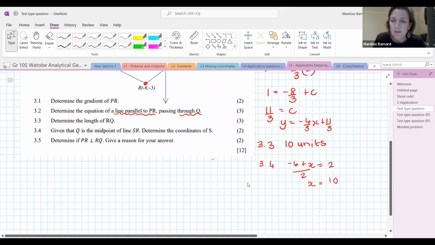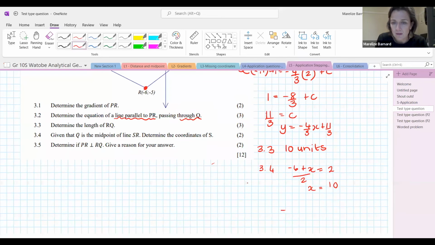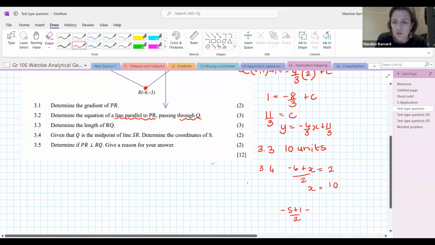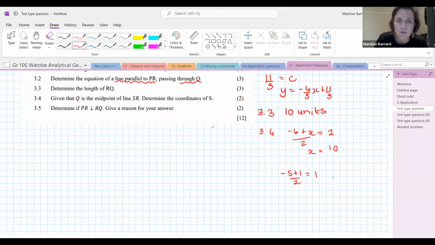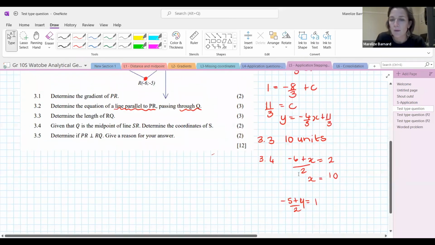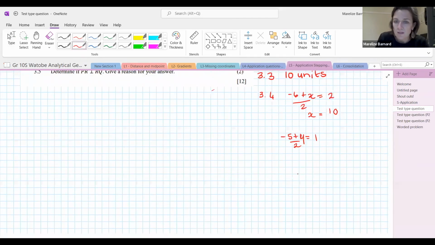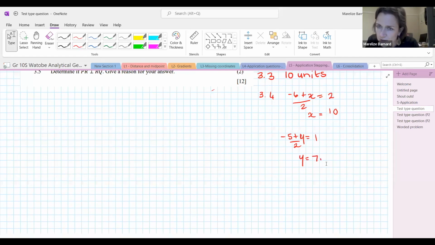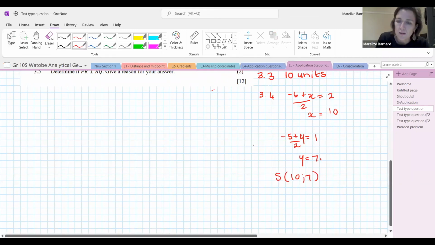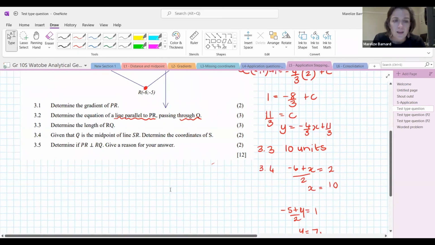And then the other one is -5 plus y, divided by 2, is equal to the y coordinate of the midpoint, which is 1. Sorry, I'm doing it incorrectly now. There we go. -5 plus y is 1. Okay, and then y is going to be 7. Well done, everybody. I think some of you just made a small calculation error. So 10 and 7 are the coordinates of S. Excellent.